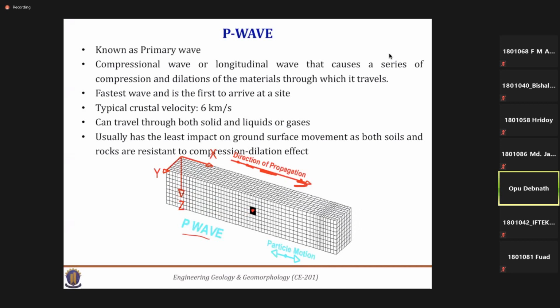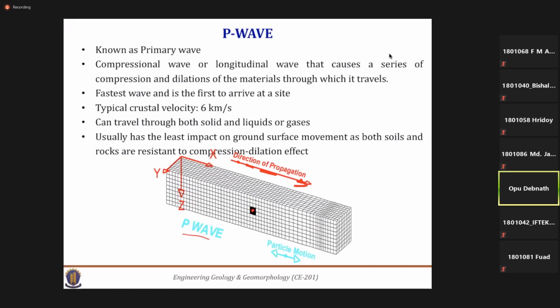That means our earth's inner mantle, crust, and core contain different types of gas, liquid, molten magma, and in some cases solid portions. So this is a combination of solid, liquid, and gases. The P wave can move through any media.